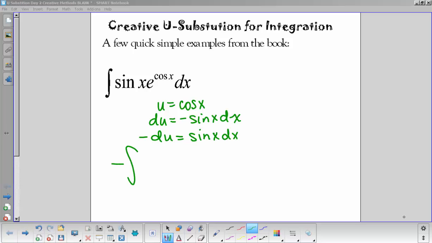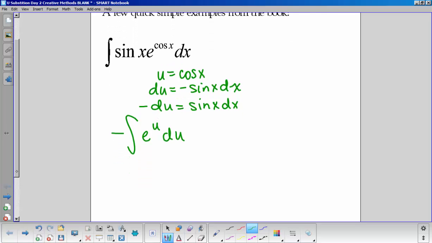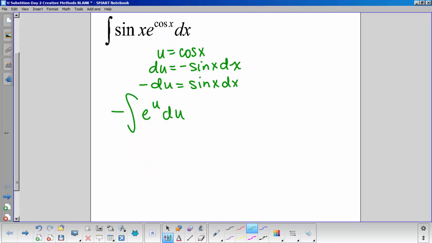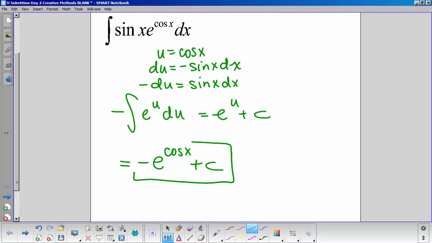So replacing my variables, I'm going to put a negative in front and then get e to the u du, which everyone likes to integrate, I hope. And that's just e to the u, negative e to the u, plus c. And u is cosine x. So then we can say the antiderivative of this is negative e to the cosine x plus c. Okay?